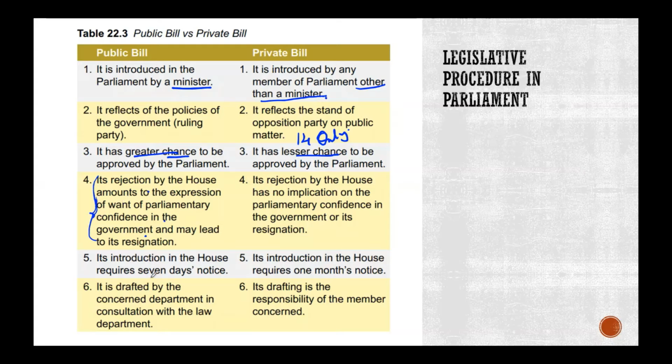Okay, and it is introduced. That has 7 days. It requires 1 month notice. So basically, it is a little harder to bring many of these bills in for introduction, and it is drafted. Now, for making a bill by the government, you have proper help. You have consultation with the law department that will help you make these bills. And many of these things are available on the internet as well, right? Because one thing that you will notice is that they will open it up for public opinion.